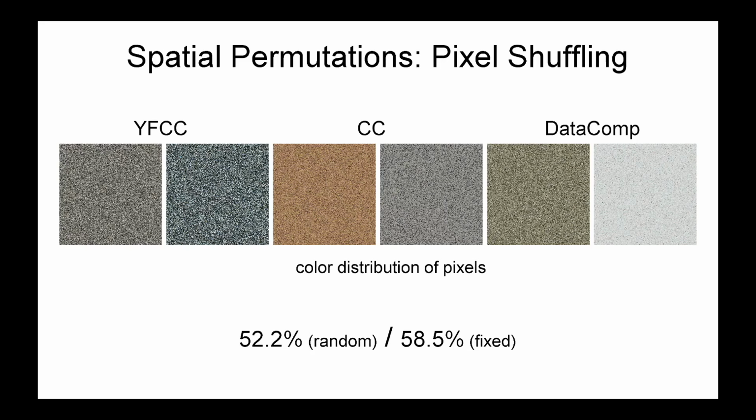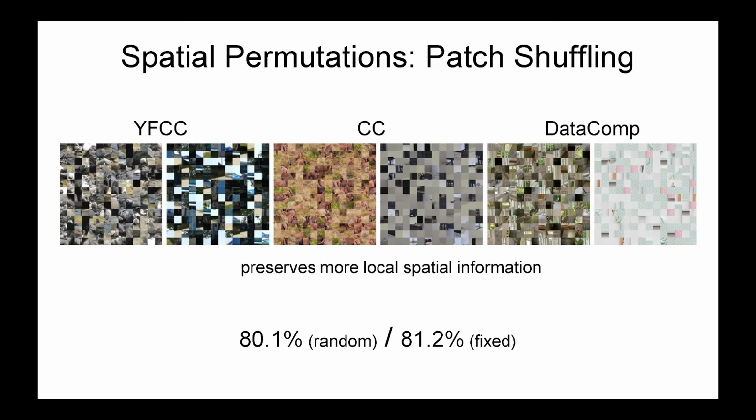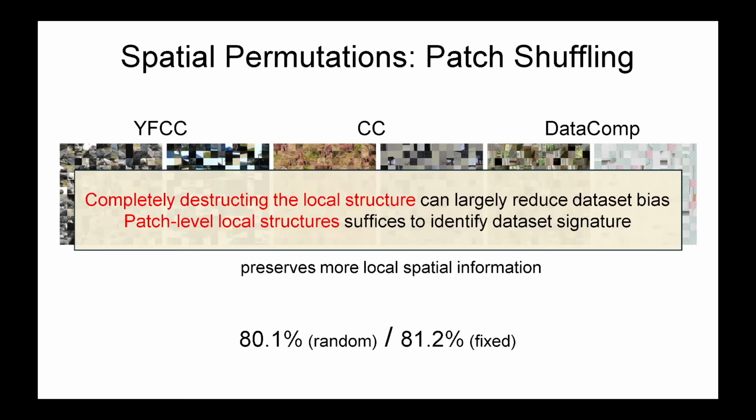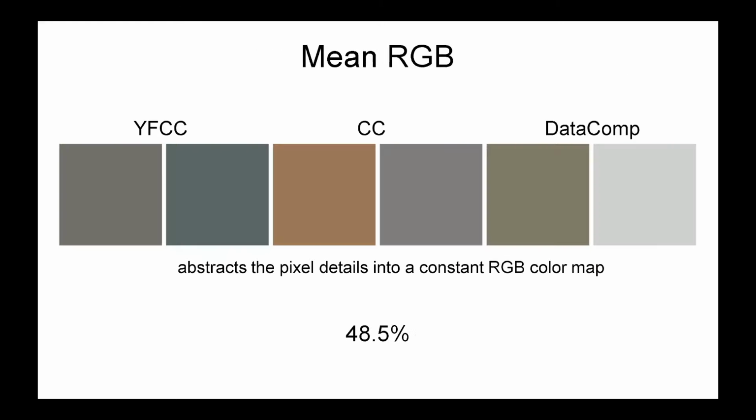To see further how much bias is captured in spatial information, we shuffle the pixels to disrupt spatial coherence. We either shuffle images with a random order or use a fixed order across all images. The accuracy drops a lot from the original 82%, but it's still better than chance. But if we divide the images into patches of size 16 and shuffle the patches instead, the accuracy in fact doesn't go down from the 82% on original images. Therefore, completely destroying the local structures can largely reduce dataset bias, and patch-level local structures suffice to identify dataset signature.